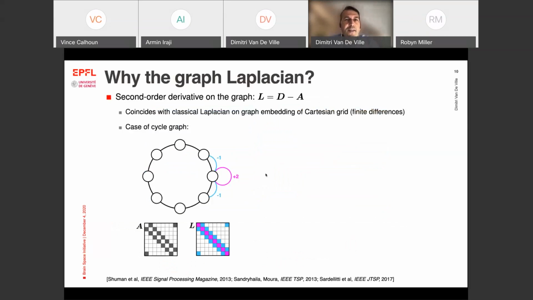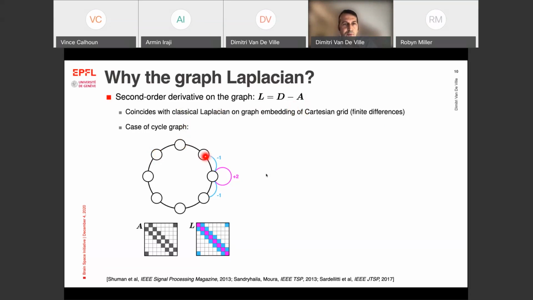So why then is the graph Laplacian the choice we commonly make in GSP? Well, you probably know that the graph Laplacian is a kind of second order derivative defined on the graph. If you actually think about how you would do a second order derivative with finite differences on a Cartesian grid, you would indeed subtract the central sample from its two neighbors. And that classical case can be visualized by considering a cycle graph, for instance, which is actually a graph representation of a one-dimensional signal with periodic boundary conditions.